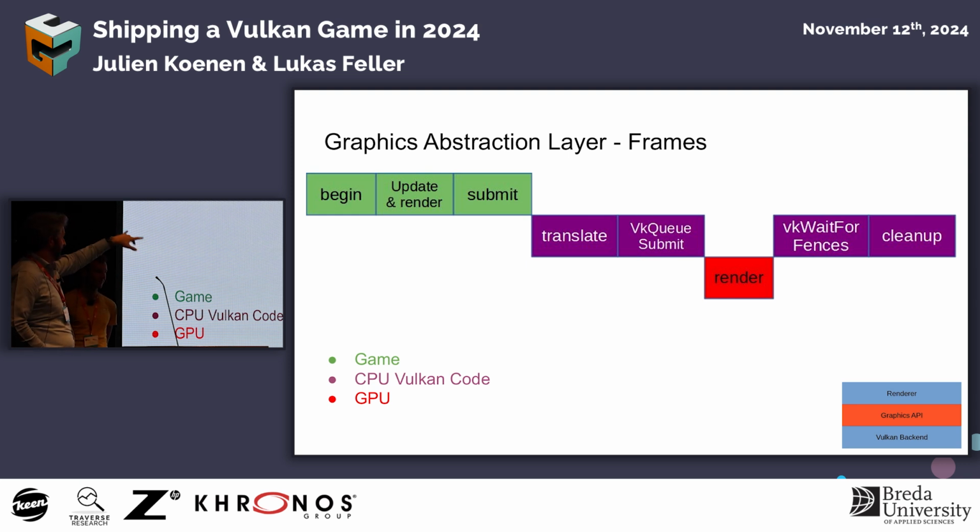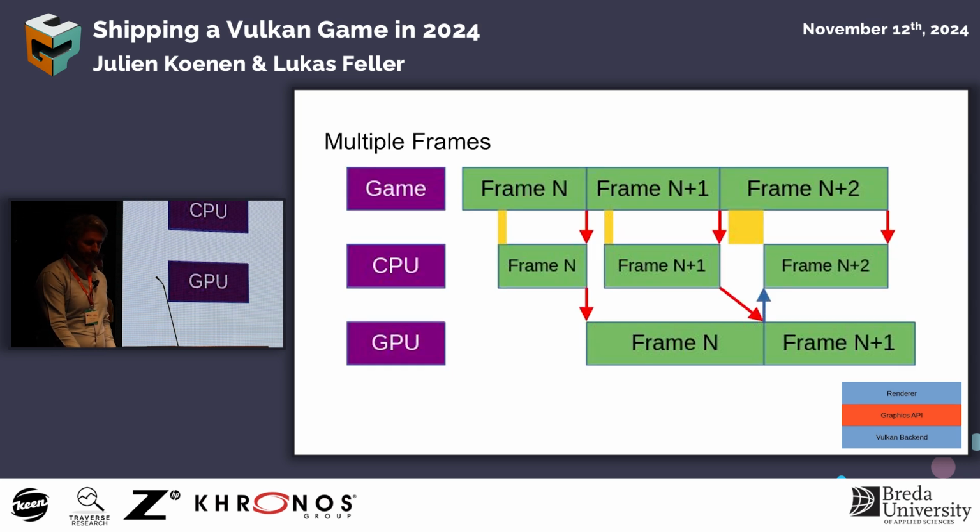Yeah, but the game at the beginning calls begin frame, and then submit frame when it's done recording all the commands. And from then, it goes into translating the command buffers that we wrote into Vulkan commands, submitting the frame, then the GPU renders that, then we wait for that, and then we do cleanup, like the deferred deletion of objects that got deleted. So this is the lifetime of one frame, and it spans multiple time frames, right? We interleave multiple of these, we overlap them, because the CPU can already start with begin while the submit is running, right? So it looks like that.